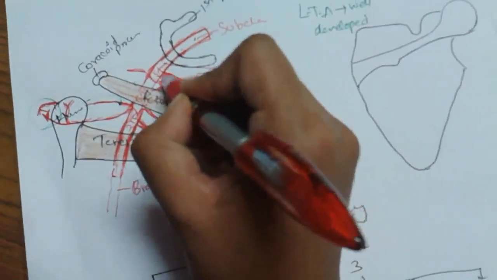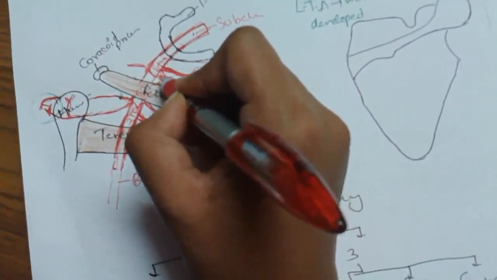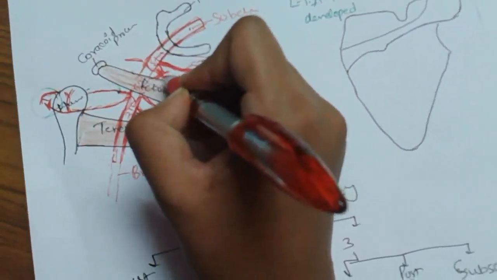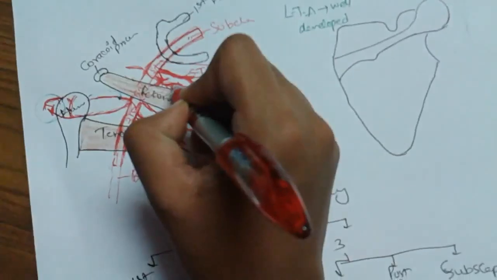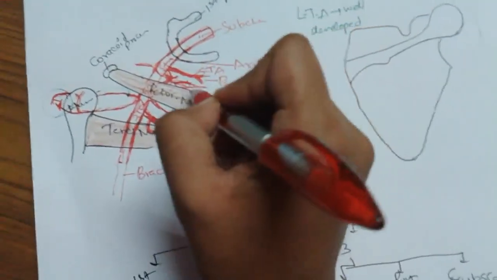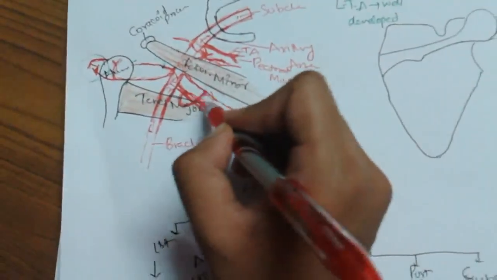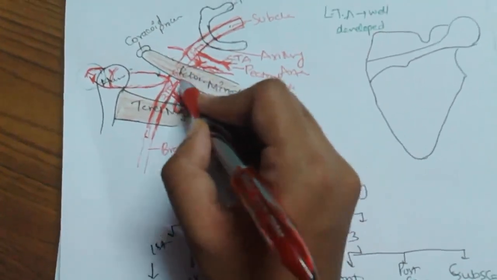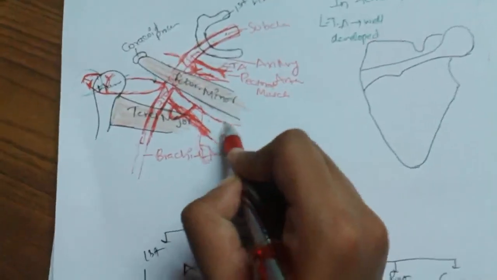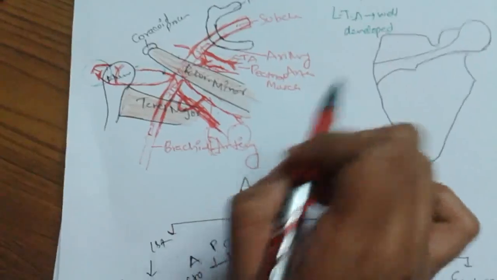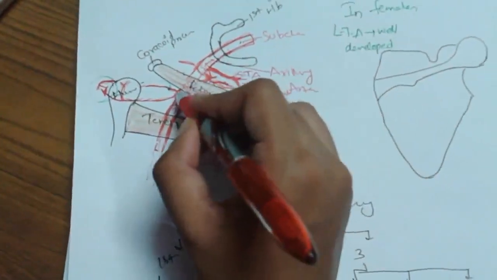This is deltoid, acromial, pectoral, and clavicular branches. And then from the second part there will be the lateral thoracic artery, which is very prominent in females because it supplies the mammary gland.